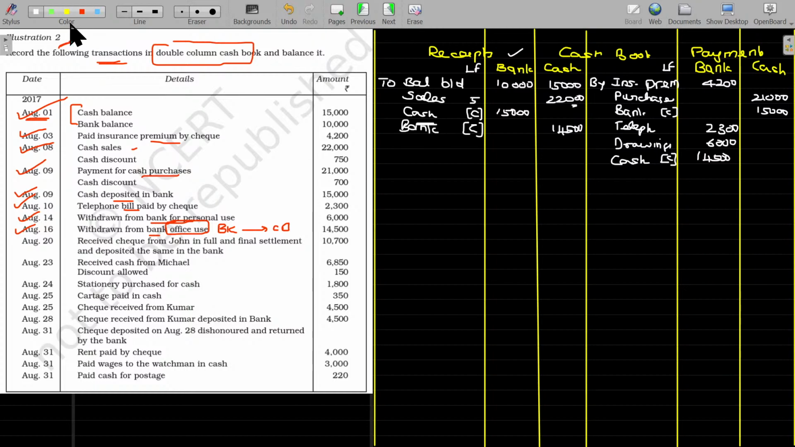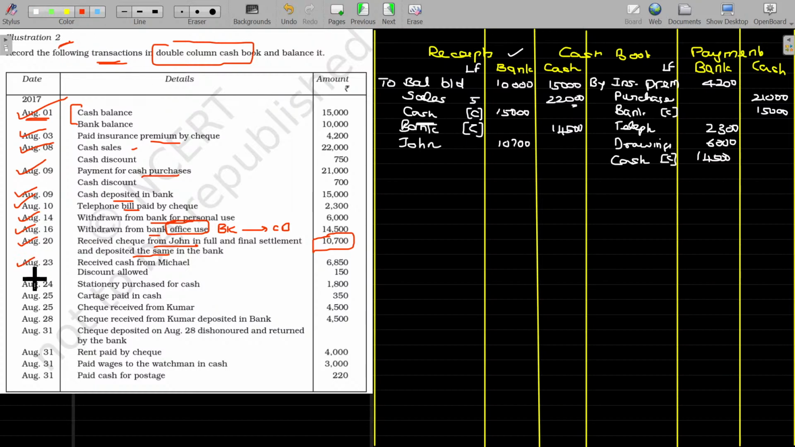Now, let's move on to the 20th one, August 20th. Received check from John in full and final settlement and deposited the same in the bank. Okay, 10,700. So we received and deposited to the bank the same date. In the receipt side, I put the name of the party who paid us, John account, the value being 10,700. I never mind about the discount because I have not opened that column.